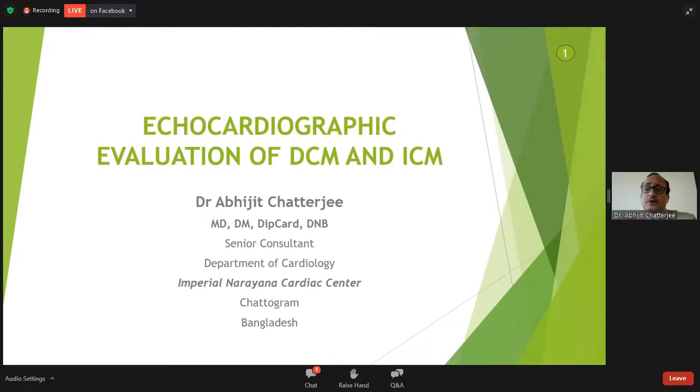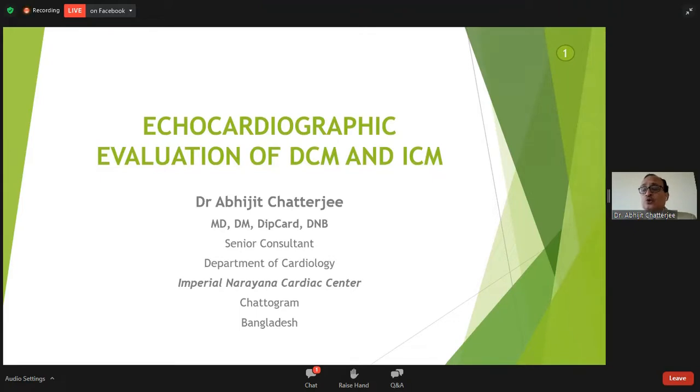The terminology has changed to some extent. Really, there is a lot of pathophysiological similarity between idiopathic dilated cardiomyopathy and ischemic dilated cardiomyopathy. So I will use this terminology as the discussion goes on. There are similarities in the pathophysiology, but these are two different diseases and the treatment also is very different.